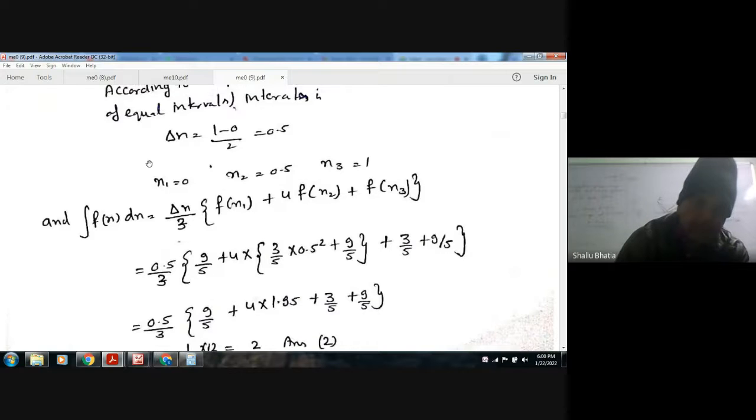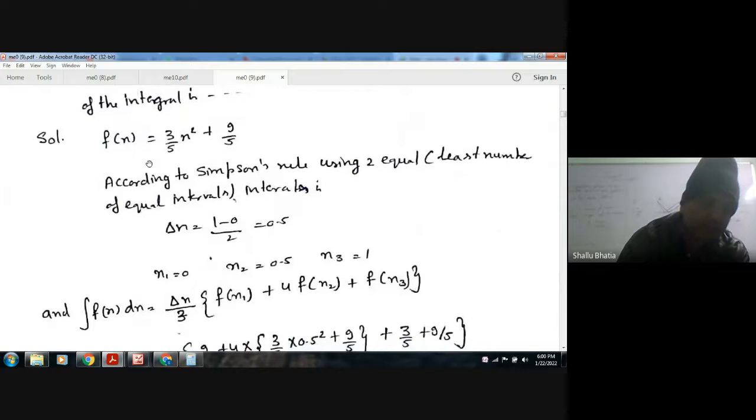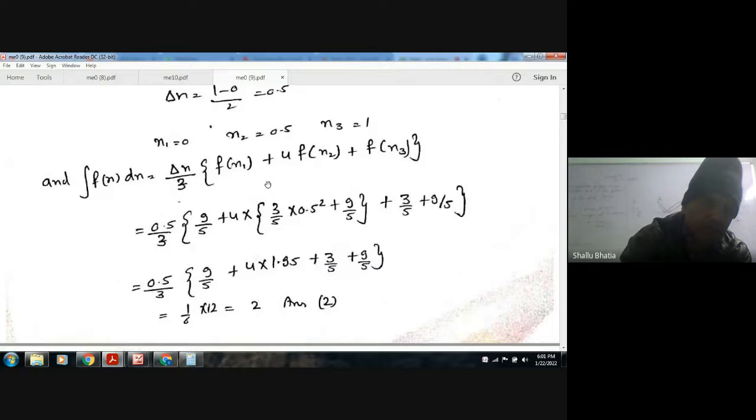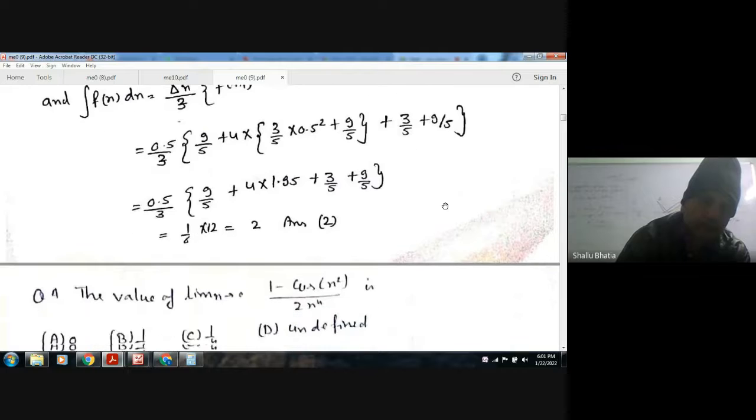Now f(x) is given as 3/5 x² + 9/5. If we put x1 as 0, then we get 9/5. If we put x2 as 0.5, then it is 3/5 times 0.5 squared plus 9/5. If we put x as 1, then we get 3/5 plus 9/5. Solving this, we find the answer as 2. So the answer is 2.